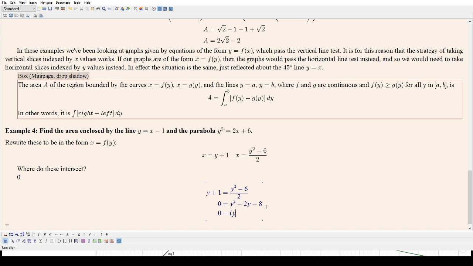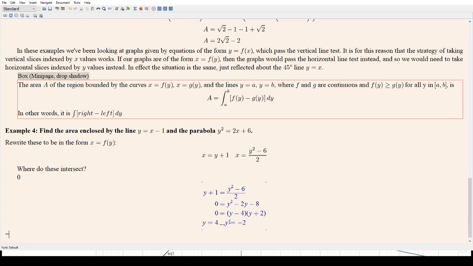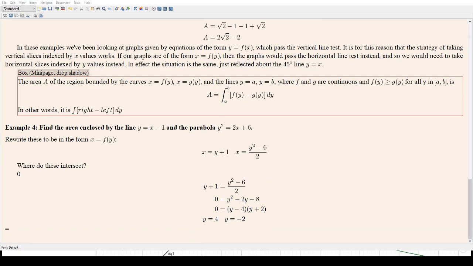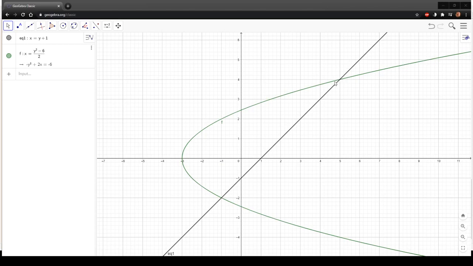How would this factor? How do you make negative 8? It's 4 and 2. So minus 4 plus 2 will do it, because minus 4 times positive 2 is negative 8, and plus 2 minus 4 is negative 2. So y equals 4 from this, and y equals negative 2. Indeed, that is in agreement with what we were looking at in the graph. Negative 2 up to positive 4. Everything is in terms of y now, so those are the limits of our integration.